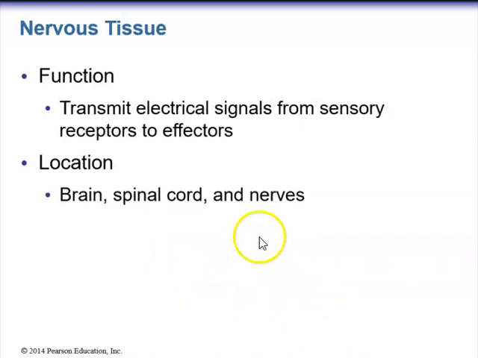The function of our nervous tissue is to transmit electrical signals from sensory receptors to effectors. Effectors can be either muscles or glands, and these effectors carry out the signals from the nervous tissue. The location of the nervous tissue includes the brain, the spinal cord, and nerves.